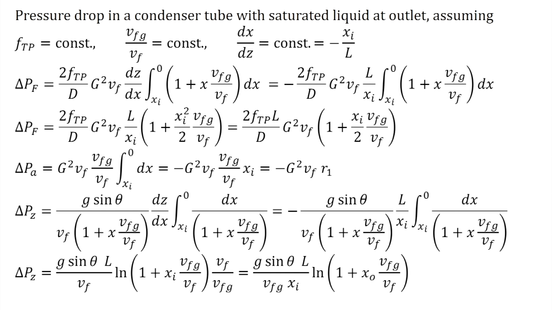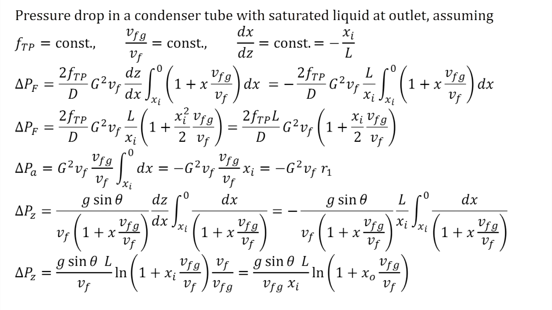M square we have already assumed to be negligible. So, now we can do the integration, and in the frictional pressure drop we get the integral of Xi to 0, 1 plus x Vfg by Vf dx, and after integration we get the final expression as 2 FTP L by d g square Vf, 1 plus Xi by 2 Vfg by Vf.